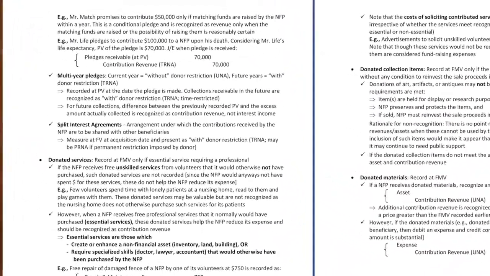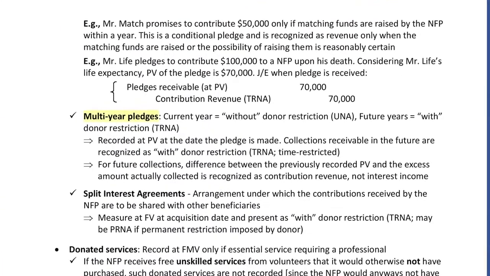Turn to page 54. Highlight multi-year pledges, where the current year is recognized without donor restriction, whereas the future years are recognized with donor restriction. Now, multi-year pledges are recorded at present value at the date the pledge is made. For future collections, the difference between the previously recorded present value and the excess amount actually collected is recognized as contribution revenue, not interest income.